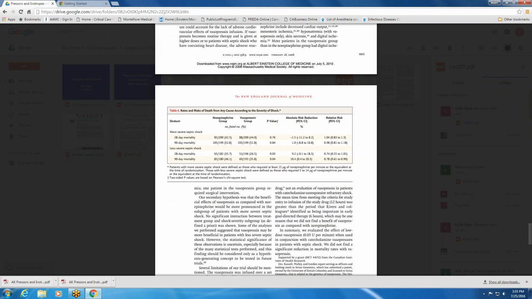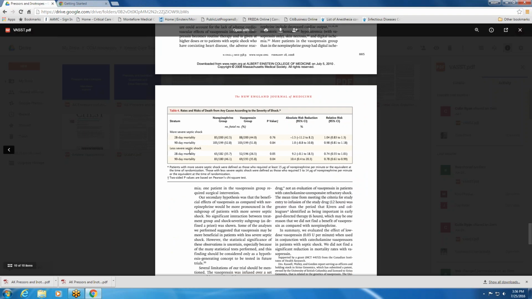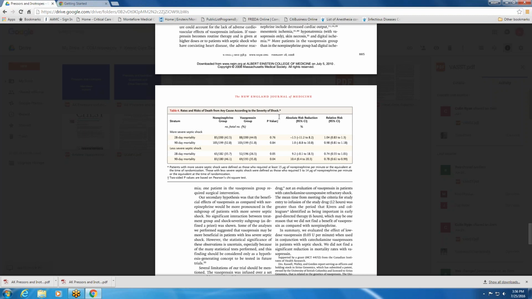There was a subset analysis which was also kind of hard to figure out what to do about. They had a predefined subset of patients with more severe and less severe septic shock. I think what they were hoping for was that if they didn't find an overall benefit in all patients, the patients with more severe septic shock would benefit from vasopressin, because that's the people that we tend to use it in anyway. Unfortunately, they didn't show that. What they showed was a mortality reduction only in the patients with less severe septic shock.